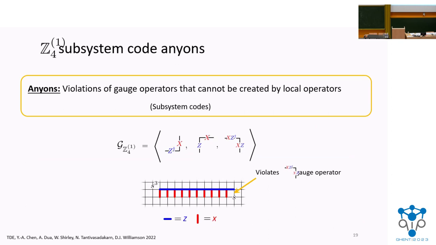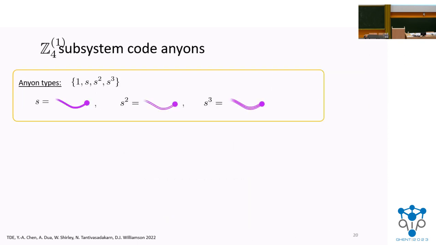So what are the anyons? In order to define anyons in subsystem codes, we need to change the definition slightly. Here, an anyon corresponds to a violation of gauge operators which cannot be created by local operators. So in the Z4^(1) subsystem code, here's the example. Here's the only generator, in fact. It's created by a string of Pauli X operators and Pauli Z operators. This commutes with all the gauge operators along the length of this string and only fails to commute with gauge operators at the endpoints.